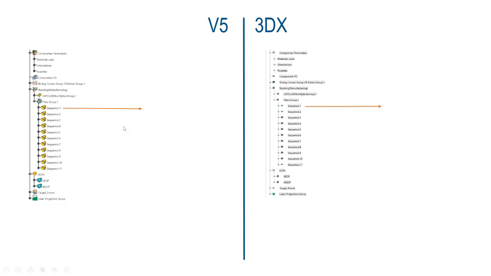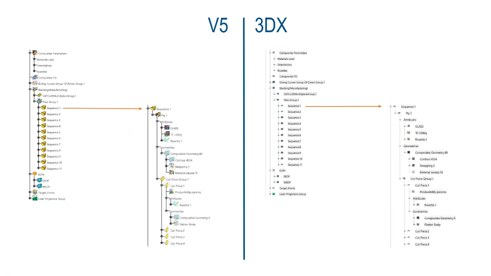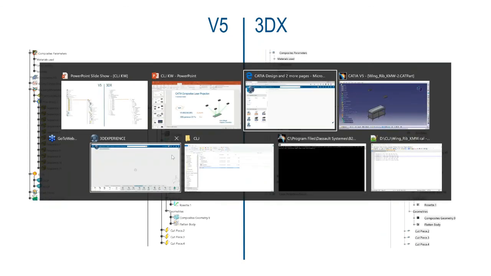And as I expand sequence 1, we can see that the presentation of the composite data is unchanged. Ply 1 that we see here has some cut pieces, and for the benefit of anyone new to CATIA Composites, this is how all the geometry and the attributes that define a laminate are organized within a CATIA 3D part, regardless of the version. All right, so now I'm going to jump over to CATIA V5, do a little bit of a live demo.